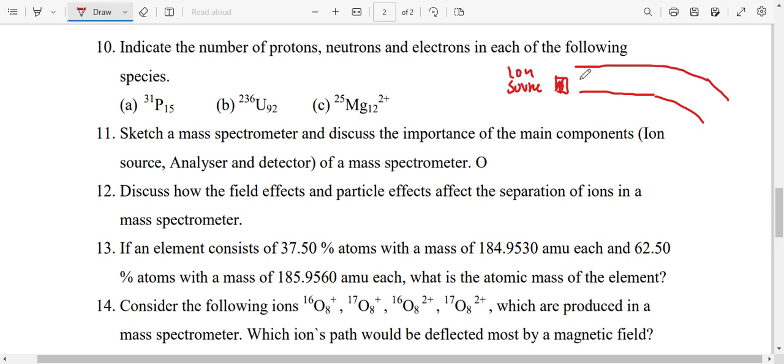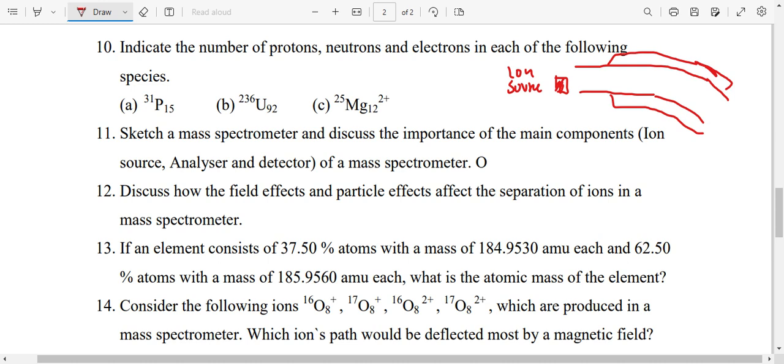When these ions move in this medium, we have got a magnet somewhere here, and the aim of the magnet is to deflect the ions. You know that ions are deflected by magnets because they are charged, so that's why they are going to be deflected by these magnets.